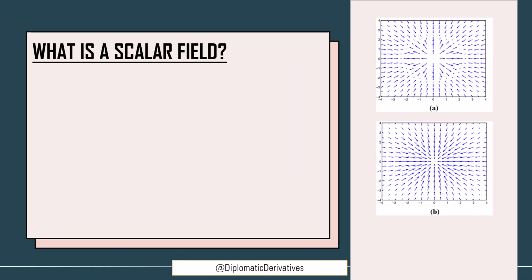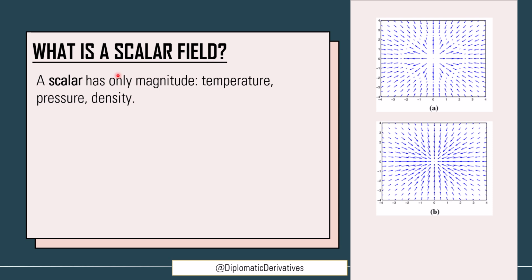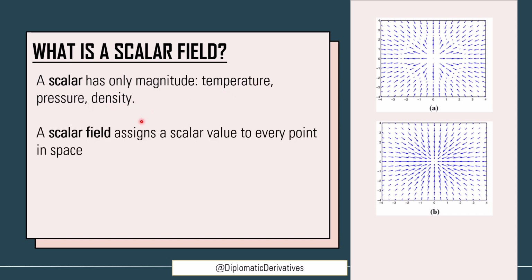Alright, so now before we move on towards the gradient of a scalar field, first we'll talk about the scalar field itself. So what is a scalar field? We know that scalar is a quantity which has only magnitude and no direction. Examples of scalars are temperature, pressure, and density, right? Now, what is a scalar field? Basically, a scalar field assigns a scalar value to every point in space.